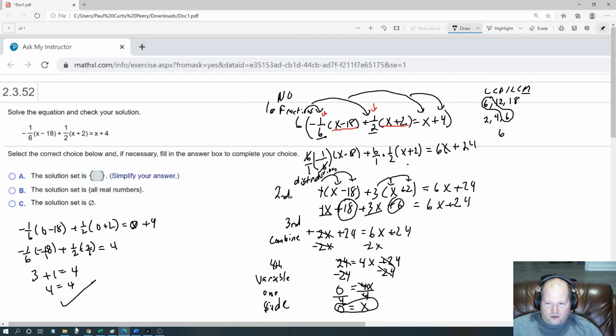The proper form of writing that answer is within set notation. Usually MyMathLab gives you the set notation and you just fill it in with a 0 in this case, so it's going to be something like that. Hope that helped.